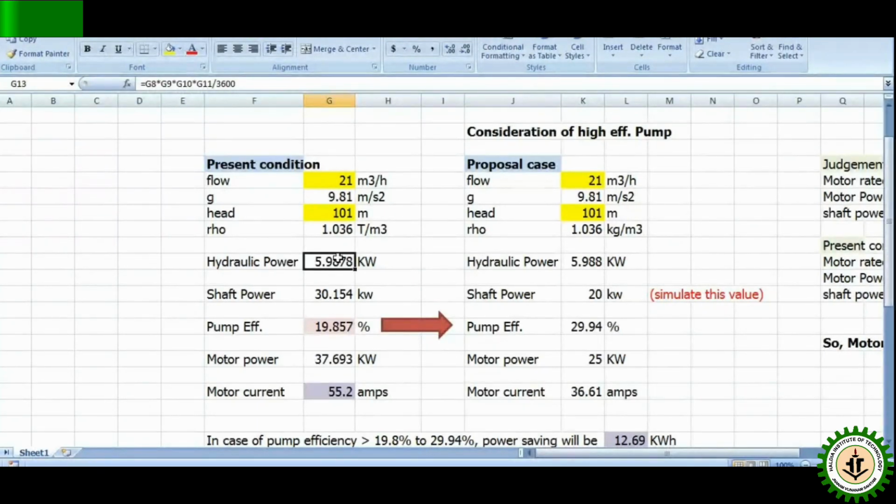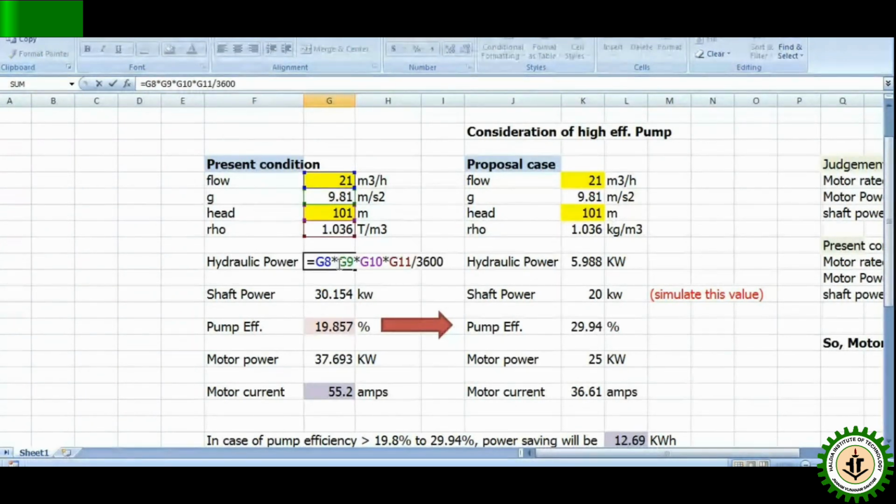Like m into g into h. H rho g is for pressure, and m into g into h is for certain potential. Okay, m means mass, and what is mass? It is nothing but volume into density. So the same way it is being done here.